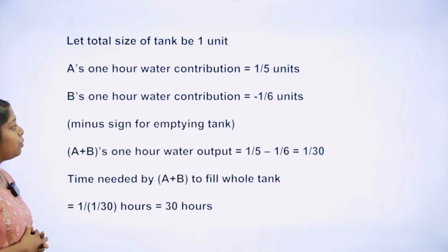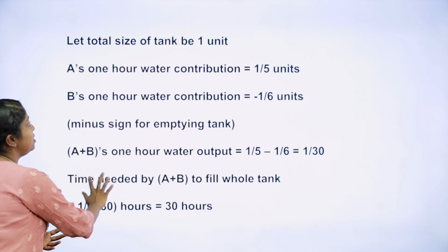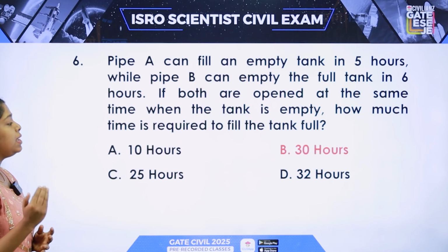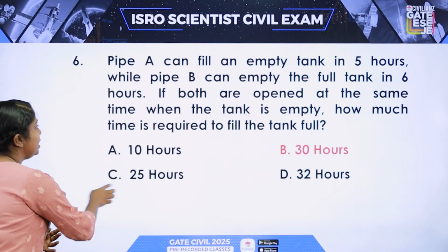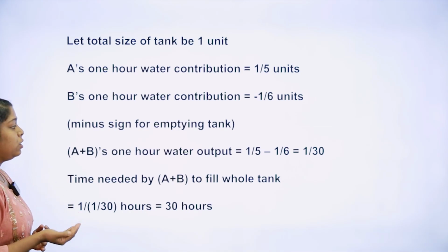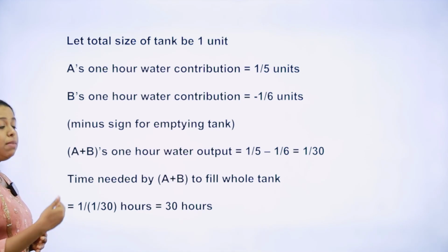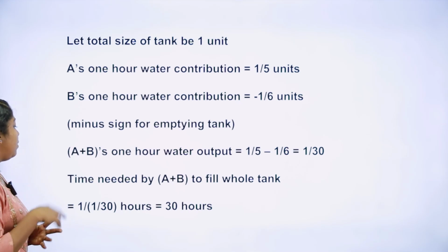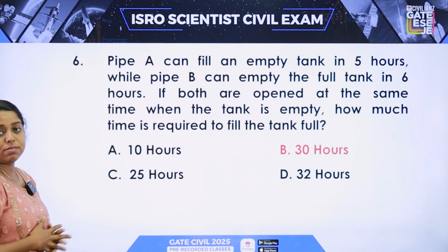Now B's 1 hour contribution is 1 by 6 units, and here we have given minus 1 by 6. It is because in the question it is given that B can empty the full tank in 6 hours. So the contribution is given a negative sign since it is emptying the tank. So the 1 hour output of both A plus B is equal to 1 by 5 minus 1 by 6, which is equal to 1 by 30. So the time needed by A and B combined is the reciprocal of 1 by 30, which is equal to 30 hours. So the answer is option B, 30 hours.